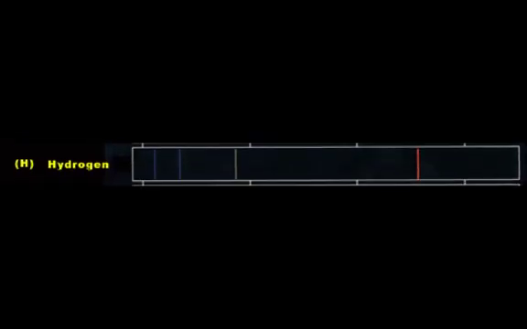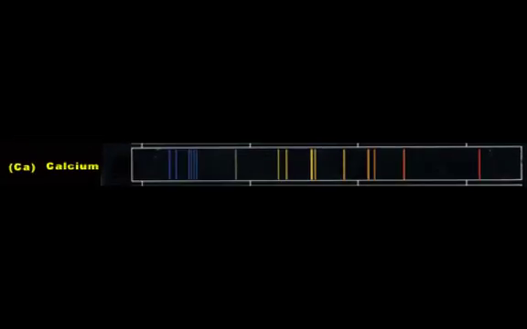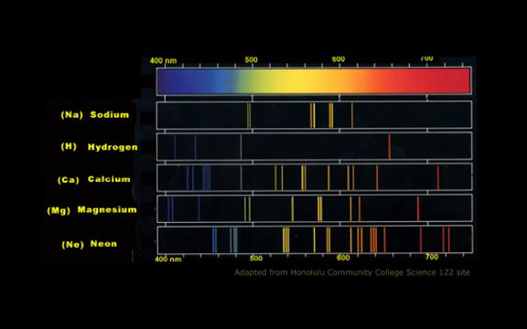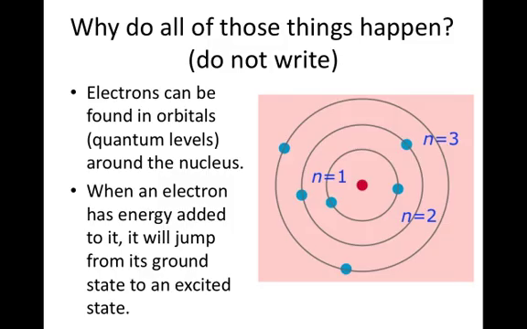Hydrogen is the same way. You can see it's emitting these 4 lines across its atomic emission spectrum. Calcium has its own lines, its own light signature. Magnesium has its own light signature. Neon, every element that we know of has its own light signature. Now, why do those things happen? Why does hydrogen have its specific atomic emission spectrum, and why does sodium have its specific atomic emission spectrum?